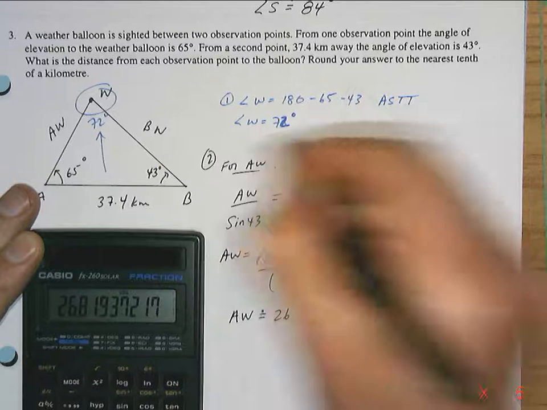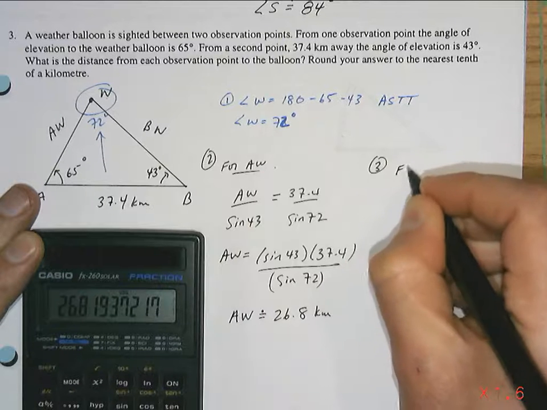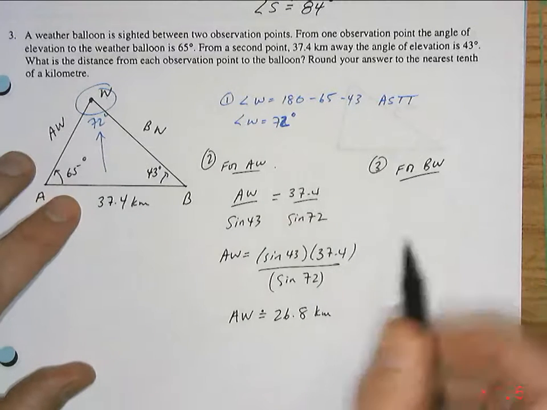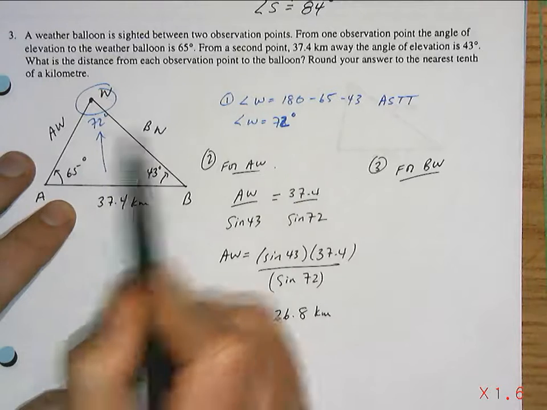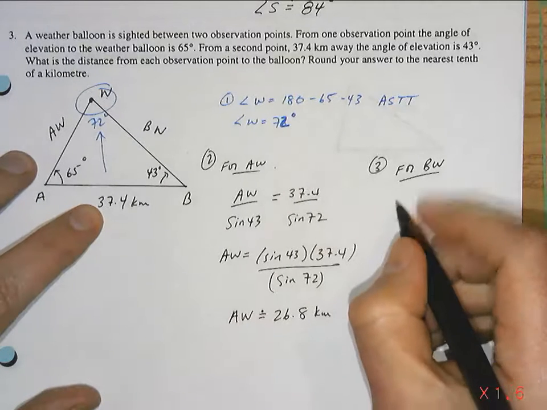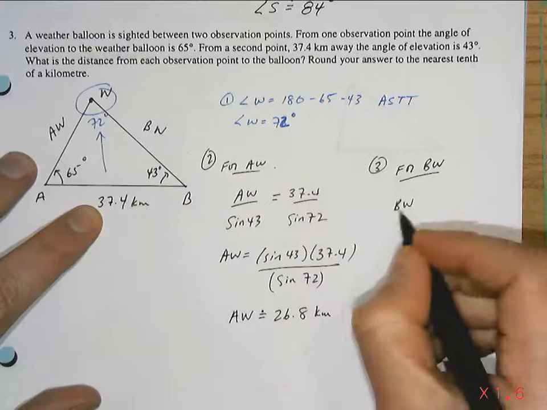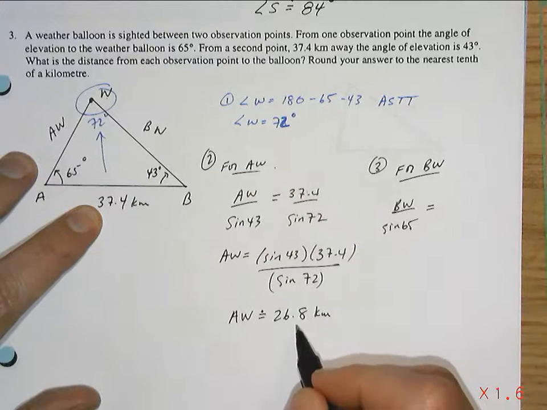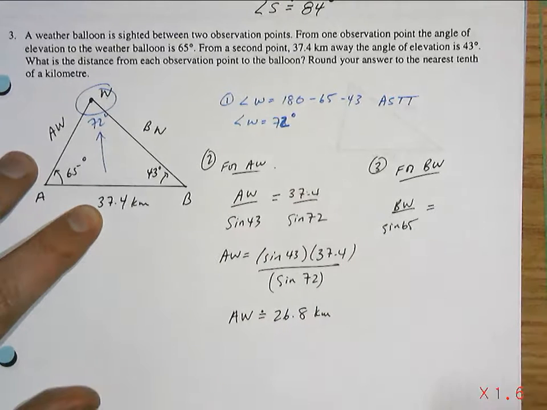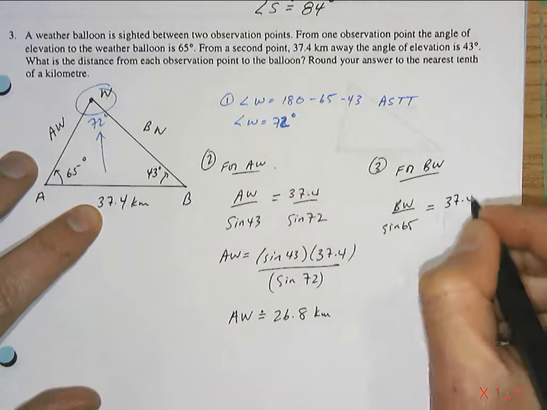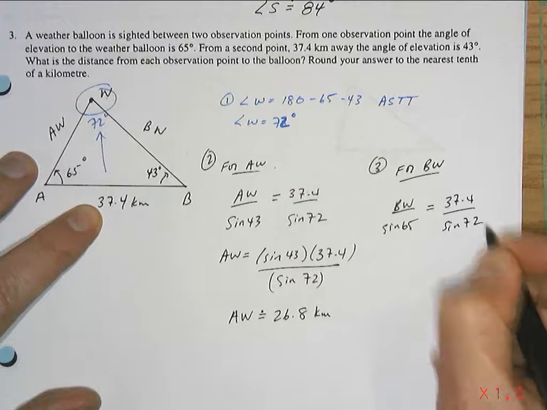So that was step 2. Here's step 3 for BW, and I could have done BW first. It wouldn't have hurt anything. Now I can't use Pythagorean theorem here, okay? Don't be trying to use Pythagorean theorem because it's not a right angle triangle. So we need to use the sine law. So I'm going to say that BW divided by sine of 65, and I'm going to use this one again. I'm not going to use this one. I could, but these numbers have been given to me and I know that they haven't been rounded at all. I did do a little bit of rounding on this one. So I'm going to say 37.4 over sine of 72.